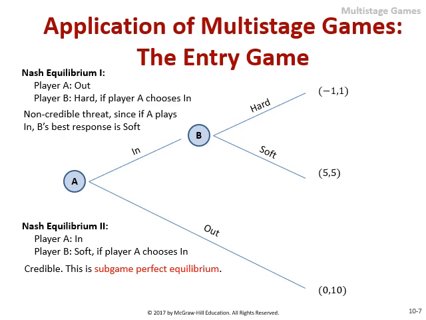Nash equilibrium means it's the best response given the other player's strategy. So given that in the second Nash equilibrium player A plays in, player B's best response is to play soft, because it gets profits of 5 instead of 1. So this is indeed a Nash equilibrium, because this is the best response.